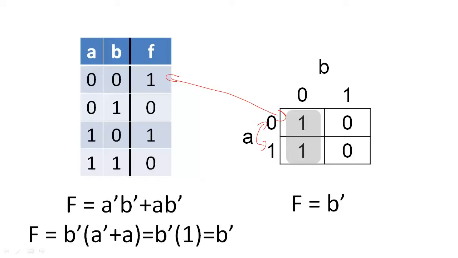So when we see neighboring ones, we will be able to derive the minimal solution directly from the K-map by checking which literals are the same and which literals are different between adjacent cells. In this case, B' is constant, while A and A' vary.